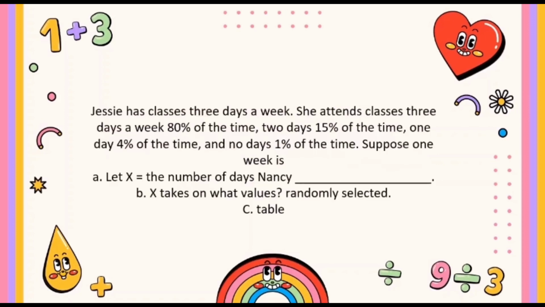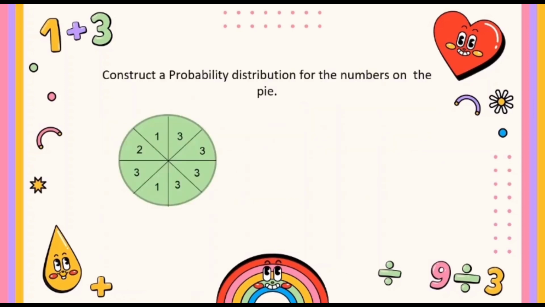The next quiz: Jessie has classes 3 days a week. She attends classes 3 days a week 80% of the time, 2 days 15% of the time, 1 day 4% of the time, and no days 1% of the time. Suppose 1 week is selected. A. Let X equal the number of days Jessie attends class. B. X takes on what values? C. Construct a probability distribution table for it.